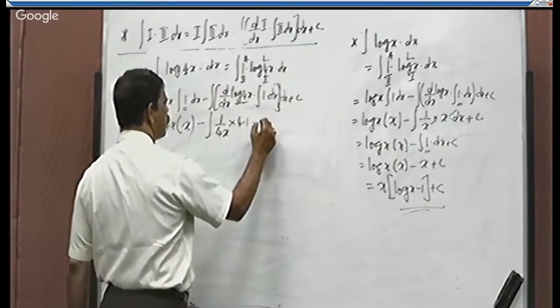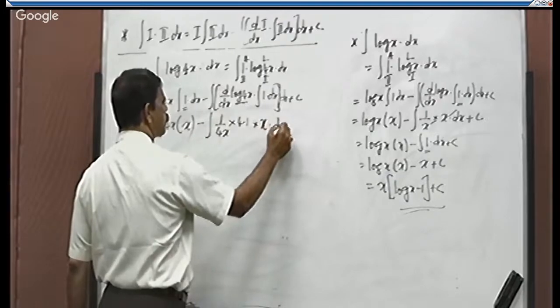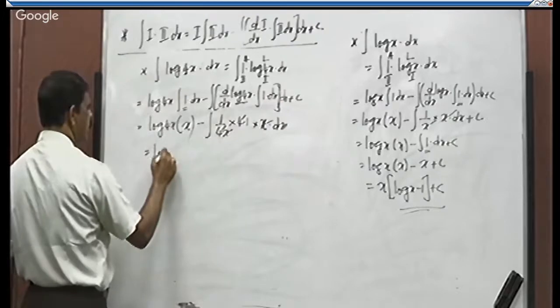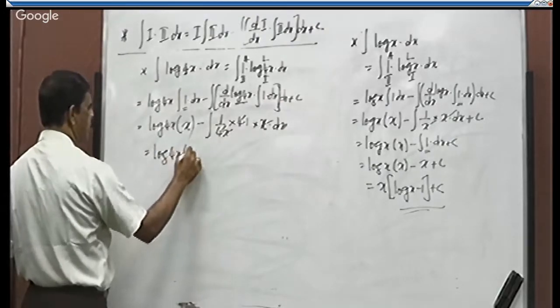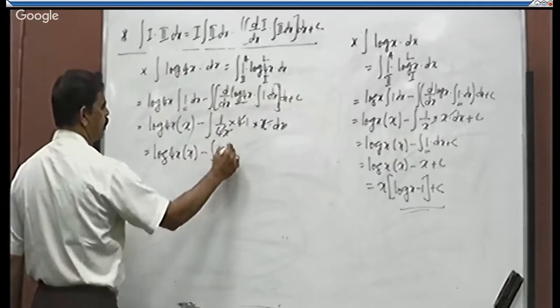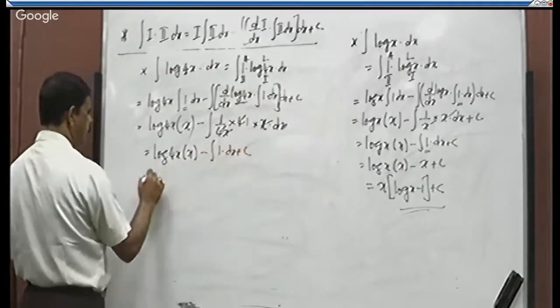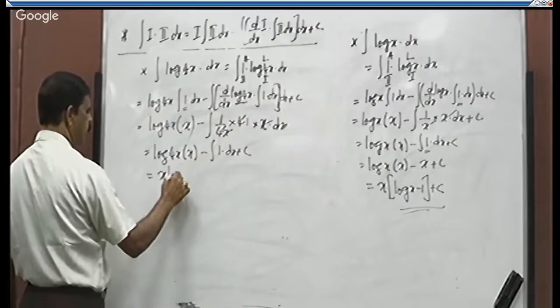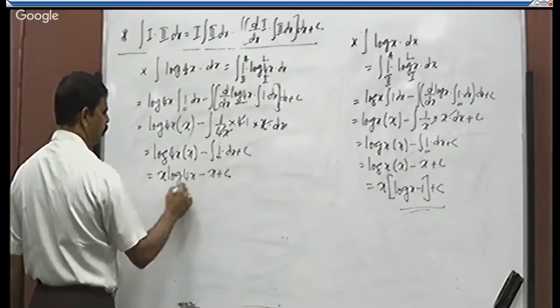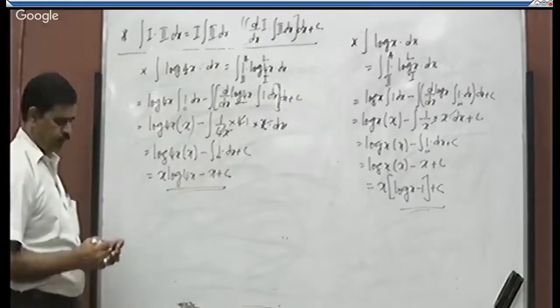Integration of 1 is x, into dx. 4, 4 cancel, x, x cancel. What is remaining? Log 4x into x minus only 1 is there. Integration of 1, it is x, right? x into log 4x minus x plus c.